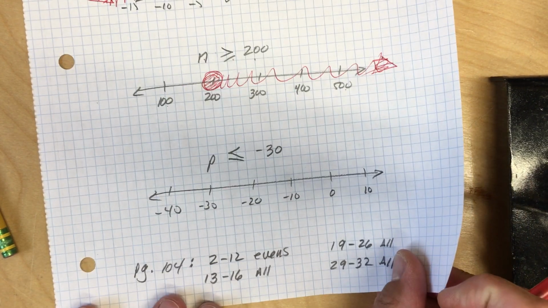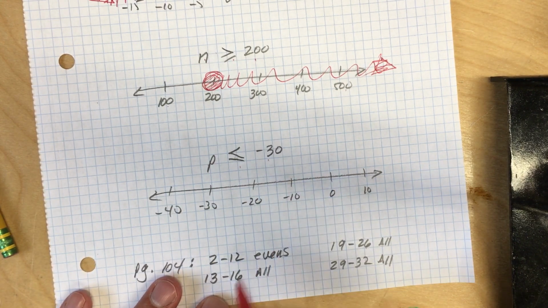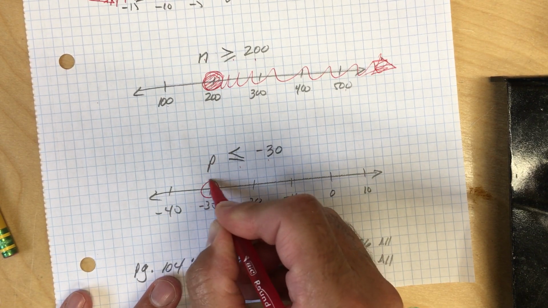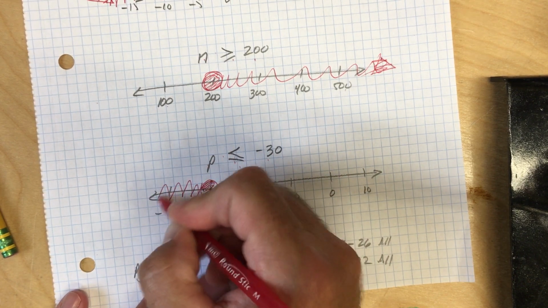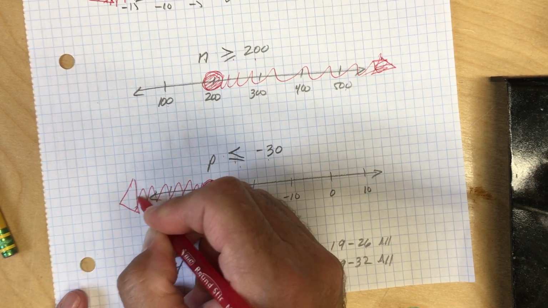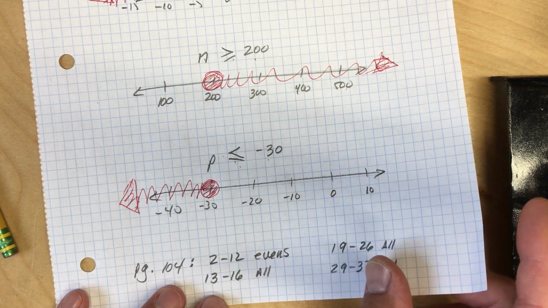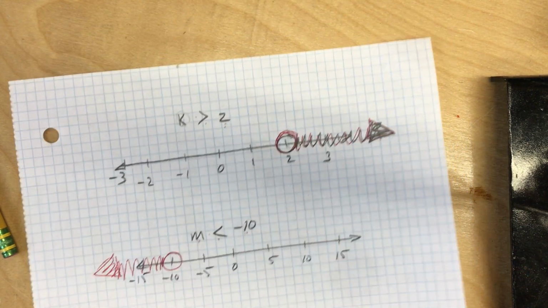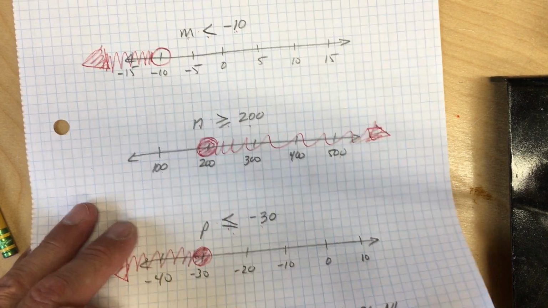Okay, last one. p less than or equal to -30. Let's see. There's -30. There's an equal sign, fill it in. We want less than, so it goes that way. Now, one more thing. I'm going to flip this over, and I'm going to use this example: p less than or equal to negative 30.